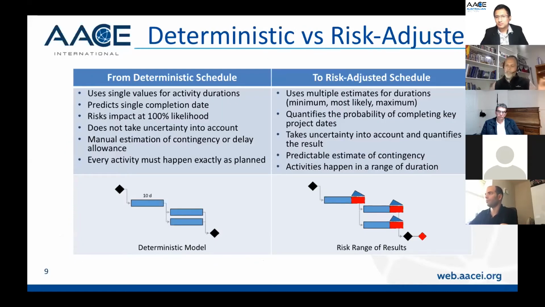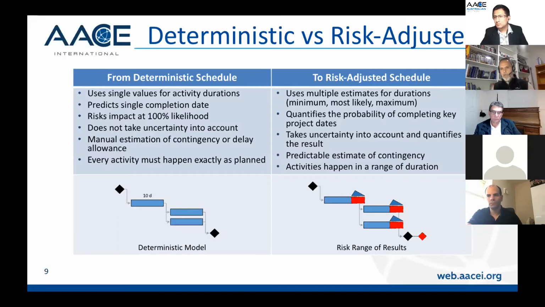So before we talk too much about SRA, we need to understand the difference between a deterministic schedule and a risk adjusted schedule. A deterministic schedule just uses single values for activity duration. So we say this activity is 20 days or 40 days. It predicts a single completion date, so we say we're going to finish the project at the end of 2020. If we have any risk, it impacts with 100% likelihood. So we say it's 20 days, but there could be some impact because of late delivery of materials, so we just increase the lead time for one of the activities. The impact is 100% likelihood. It doesn't take uncertainty into account, and it's a manual estimation of the contingency or delay allowance. So we put something at the back of the program, or we build a contingency into the program, and every activity must happen exactly as planned.